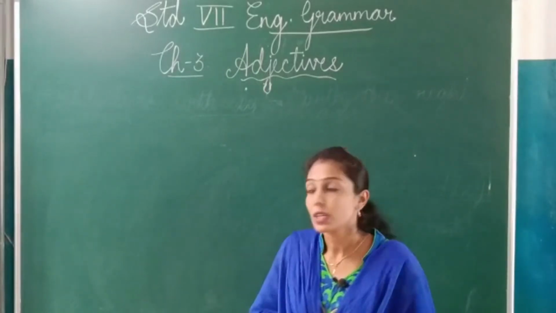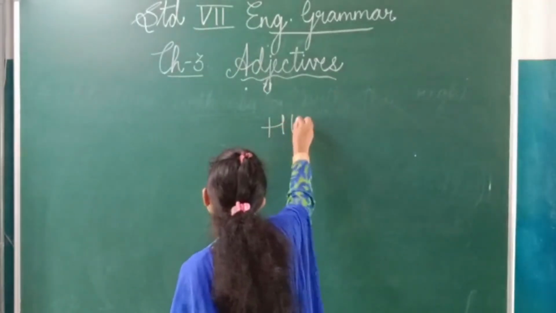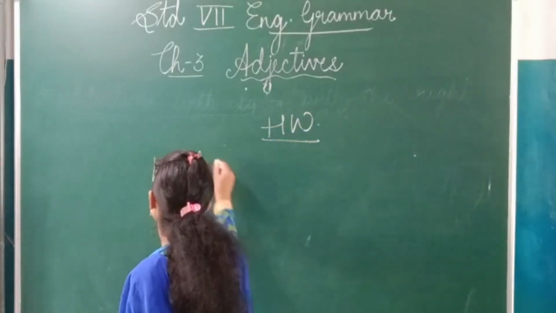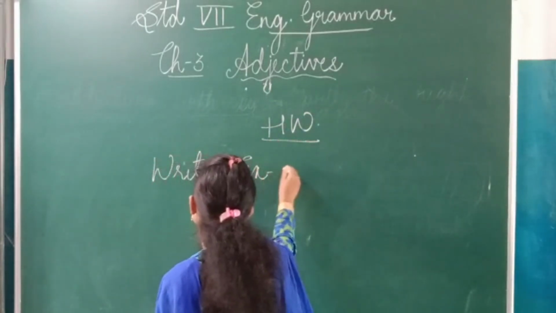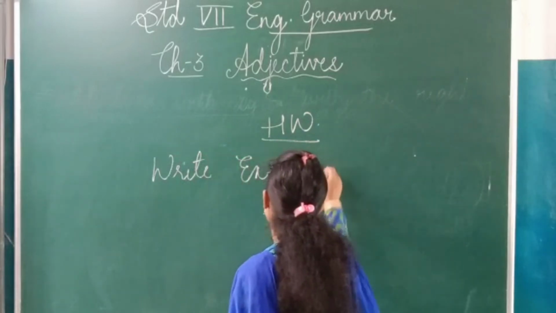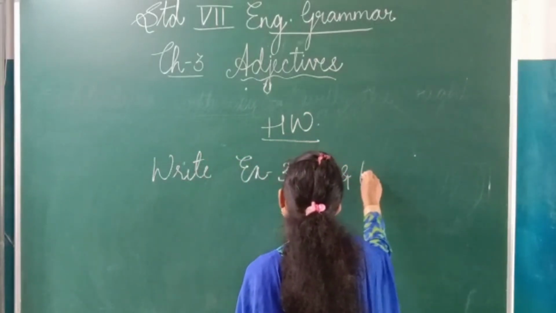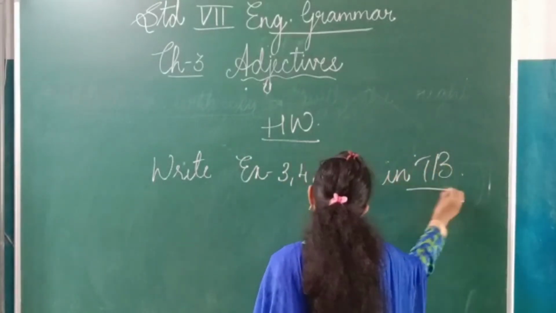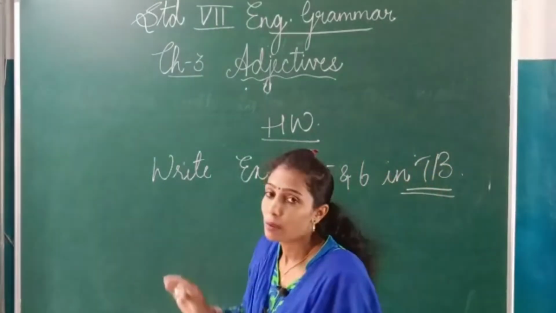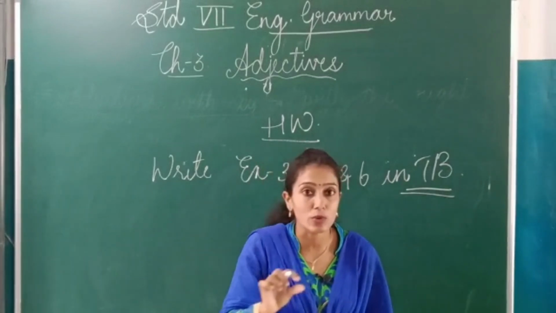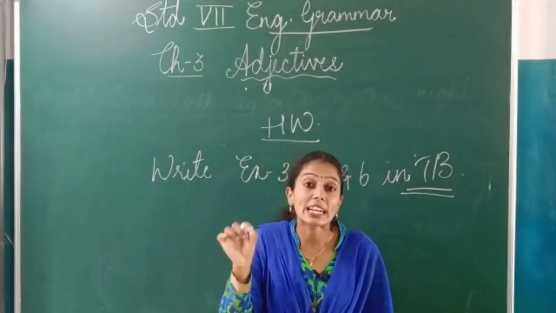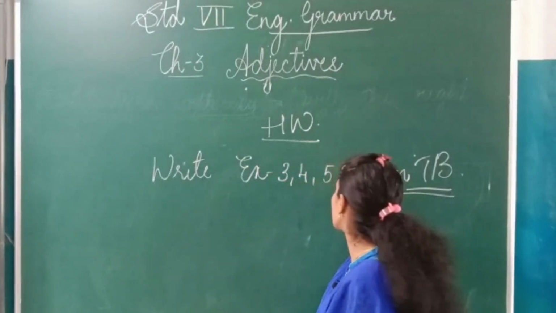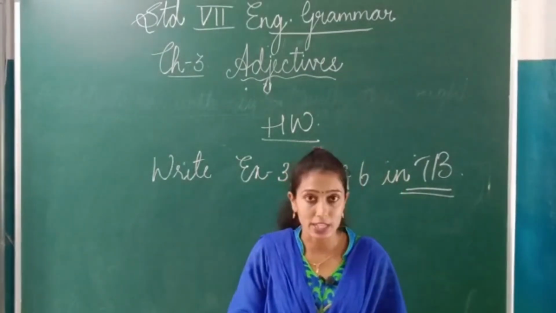So children, your homework for today is, you have to write exercise 3, 4, 5 and 6 in your textbook. You are not going to write it in your notebook because there is only one word you have to write. Somewhere you just have to underline. So copy exercise 3, 4, 5 and 6 in your textbook.